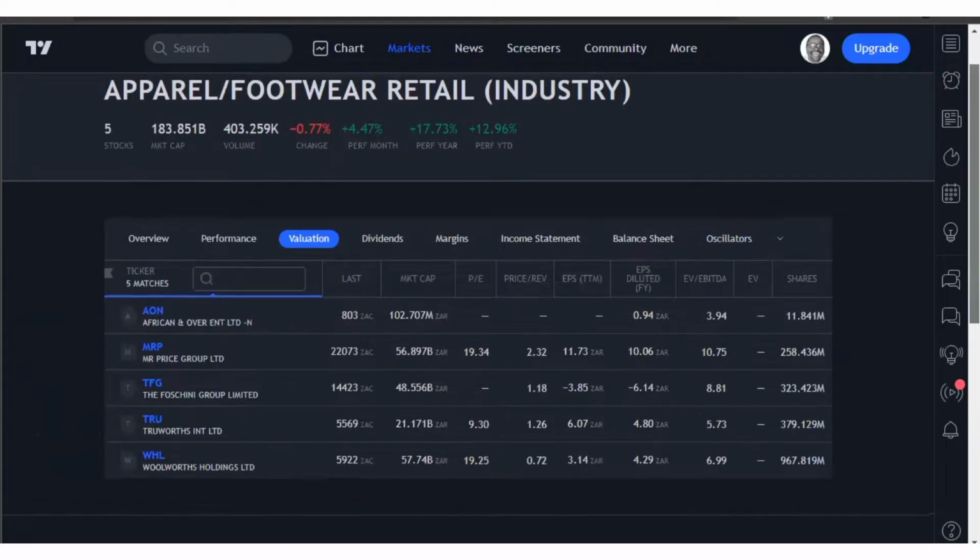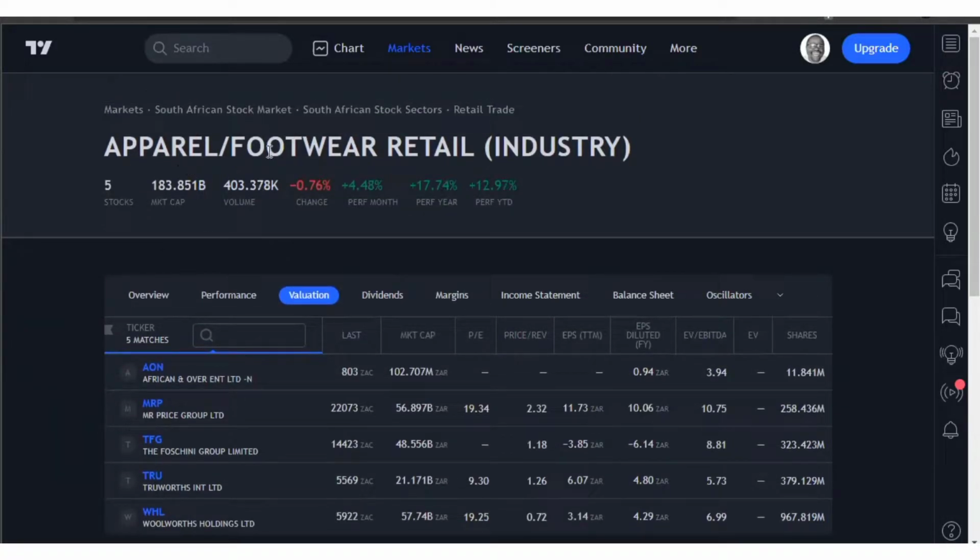I can see now the industry itself. So industry: apparel, footwear. There are 5 shares in this industry. All of them put together are valued at 183 billion rand, and about 403,000 shares are traded on average. And I can see the change so far today is negative 0.7%, meaning if you had all the shares in your basket, you'd see those shares collectively dropped by 0.68%, even though some of them probably might have increased.